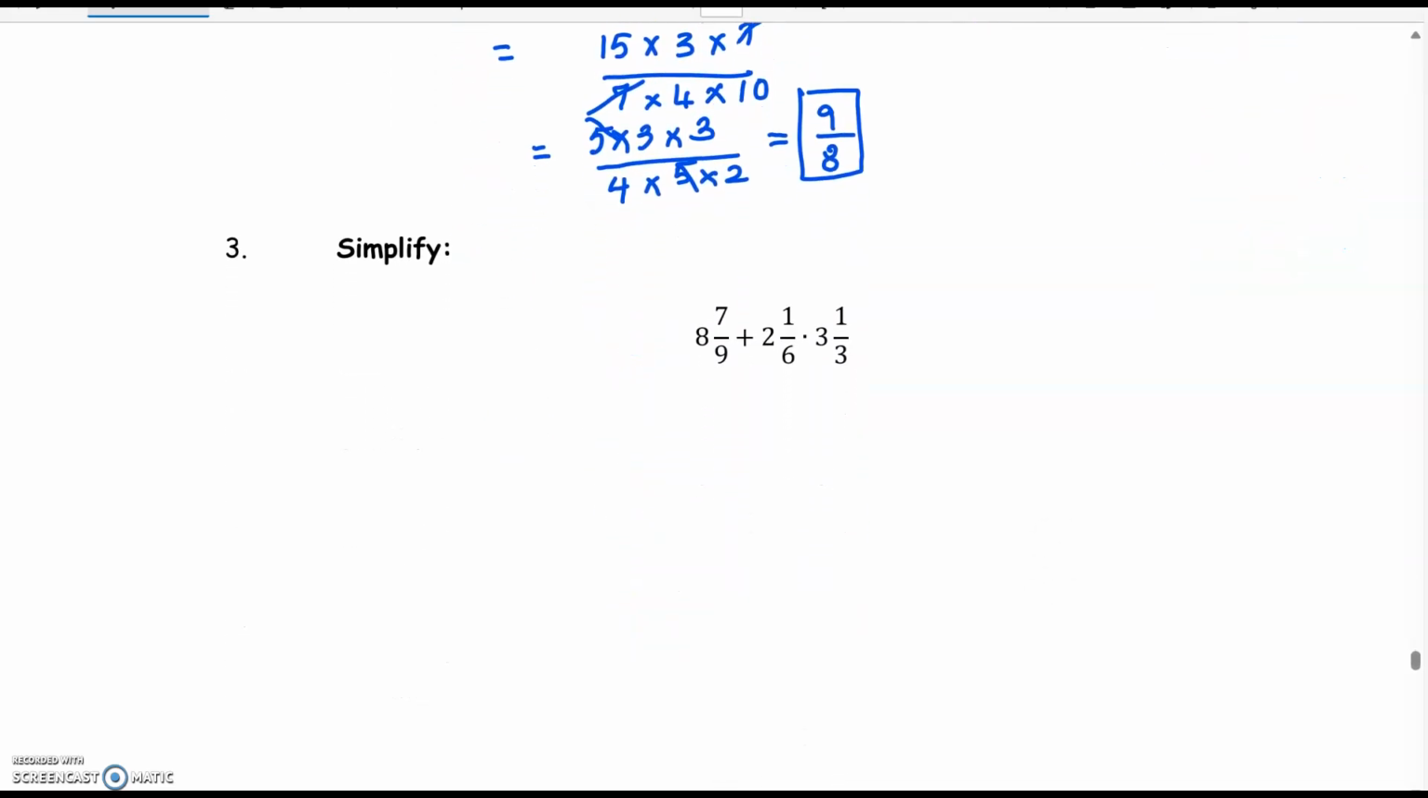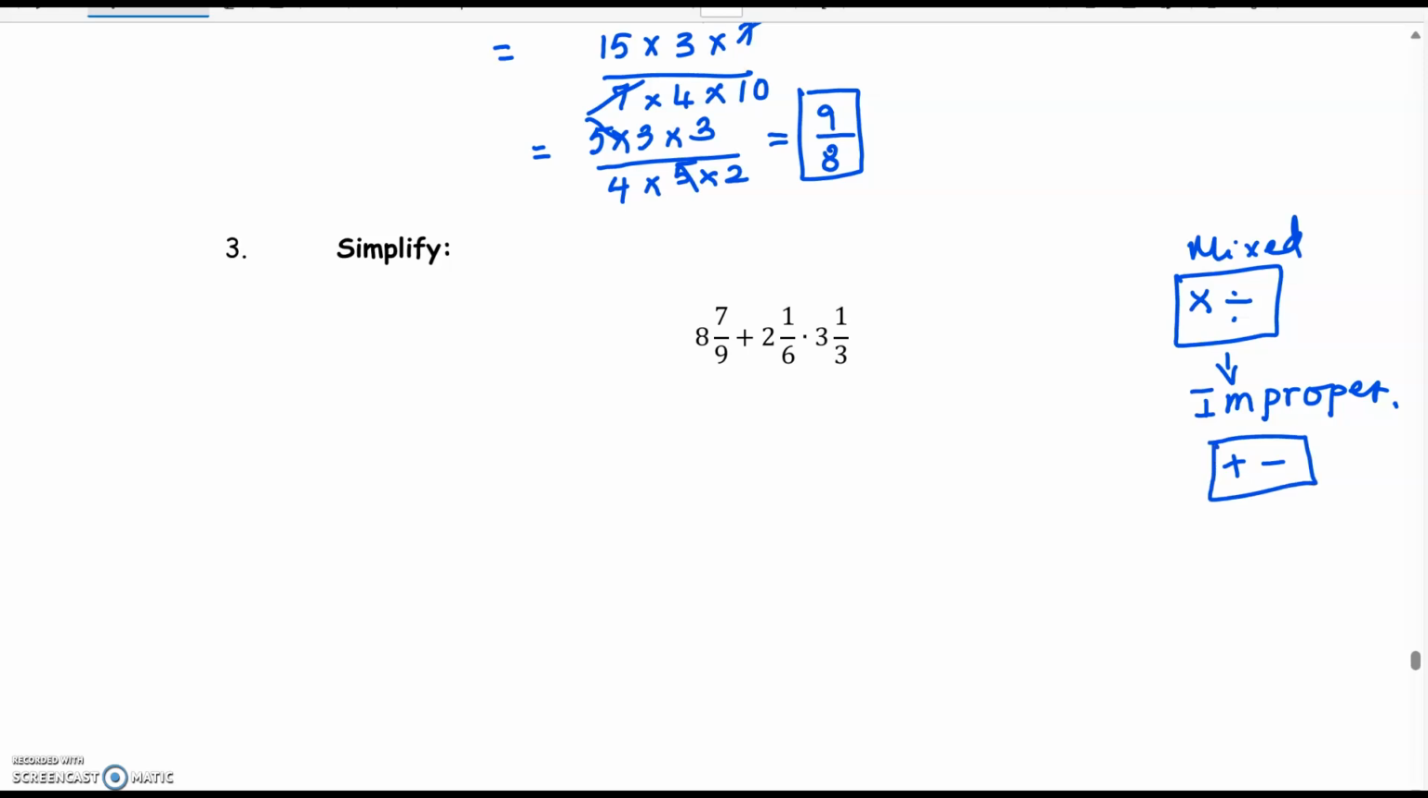Now again, we have mixed numbers. When it's multiplication and division of mixed numbers, we change it to an improper fraction. But when it's addition and subtraction of mixed numbers, we could leave the mixed numbers alone. Sometimes if the mixed numbers are large, it's better to just leave it alone. So I'm going to leave 8 and 7/9 alone.